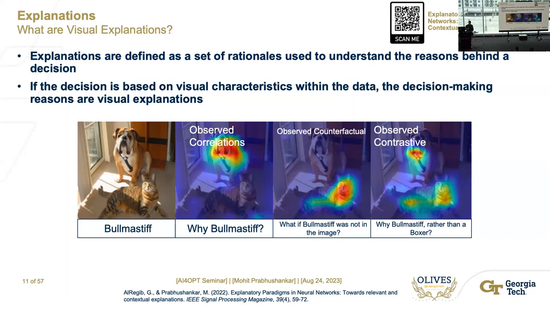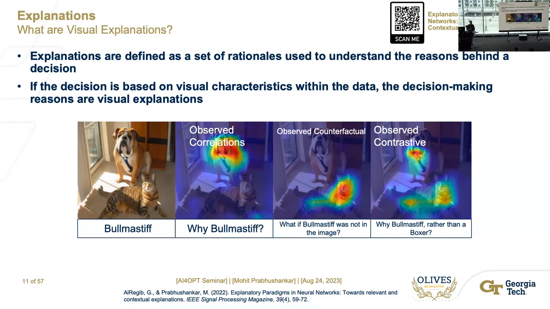You can classify them into these three big paradigms. You can think of them as observed correlations, which is the first one, the question there being why bull mastiff. The second one could be some kind of a counterfactual. Basically, any question that starts off with what if can be considered a counterfactual. And the contrastive explanation, which is the one on the right, is why bull mastiff rather than a boxer? So from a philosophical perspective, it's why P rather than Q, where if you can answer such a question, you have answered a contrastive question.